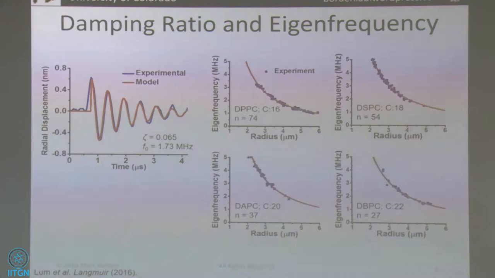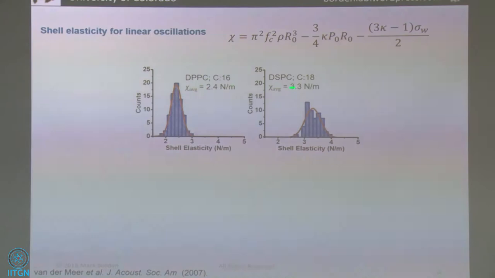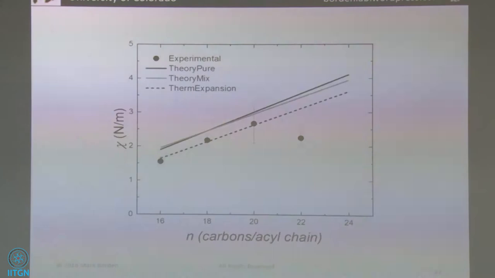And the resonant frequency can be plotted for different bubbles as a function of the bubble radius and for different lipid shell types, C16, C18, C20, C22. They all fit very nicely in these curves. These elasticities for each individual bubble can be plotted. They form a nice normal distribution, and they give you elasticities on the order of 1 to 2 newtons per meter: 2.4 for BPC, 3.3 for BSPC, 3.9 for BPC, and 3.6 for BPC. Again, the data fits the model pretty well if you can properly account for thermal expansion due to kinetic energy of the molecules at high temperature.